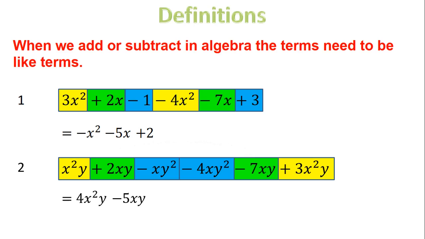Alright, and now we move on to our third, or our blue terms. We have minus xy squared and minus 4xy squared. So if we've got minus 1 minus 4 is minus 5xy squared. And that's my final answer.